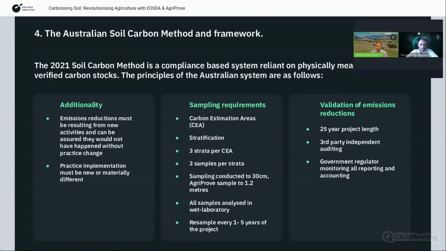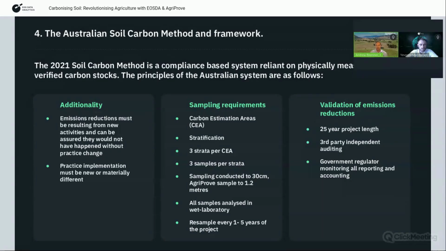An important part of the design is to promote practice change that creates increase in SOC over time. It is for agricultural land, and the land must remain in active ag production. So there's some key points. There are a number of eligible activities that can be implemented, and they must be new activities or materially different for that area. So that's to ensure that it is practices and things that are being introduced rather than what was going to happen anyway.